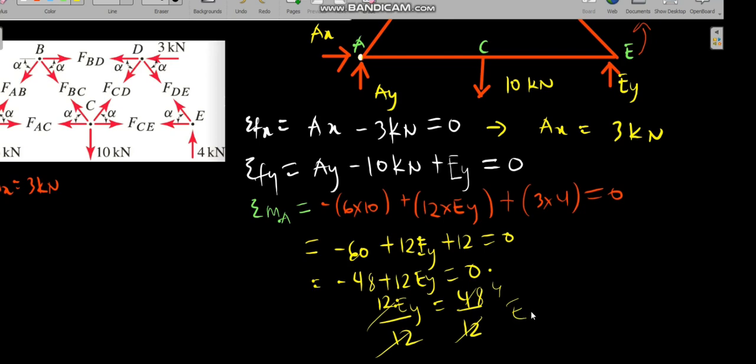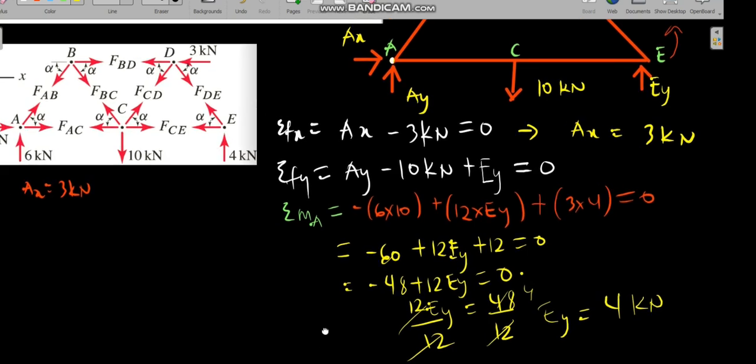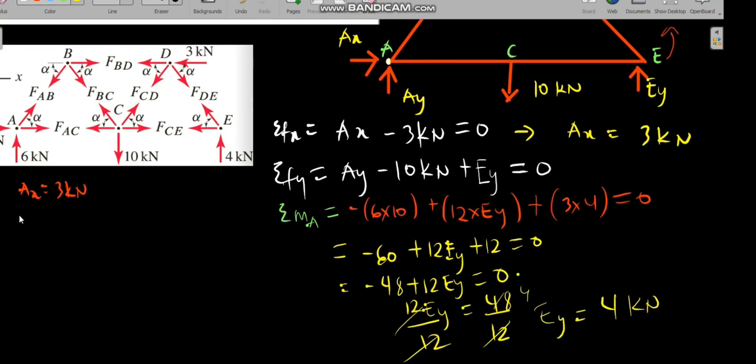So I get Ey to be equal to 4 kilonewton. So that's the value of Ey. Let me write it down. Ey was 4 kilonewton. Now that we've gotten Ey, we can substitute into this equation that we have here, then you solve for Ay.